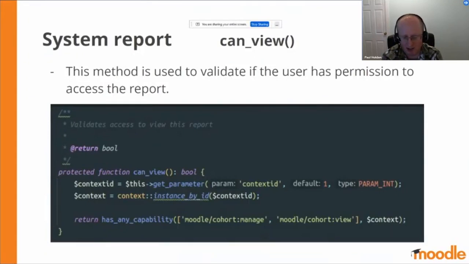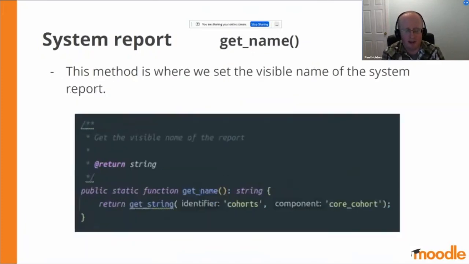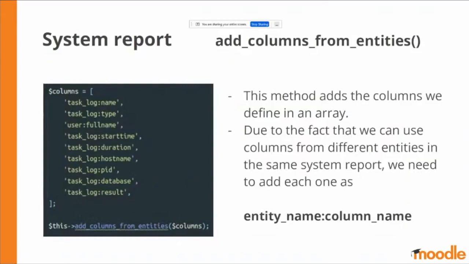You could write this in, it's only 2 lines of code. It's very simple. Any of you who are familiar with the capability and context system in Moodle should recognize what this is. This was the example previously, that this is how we add our columns from our entities. Very, very little amount of code that we are actually required to write.